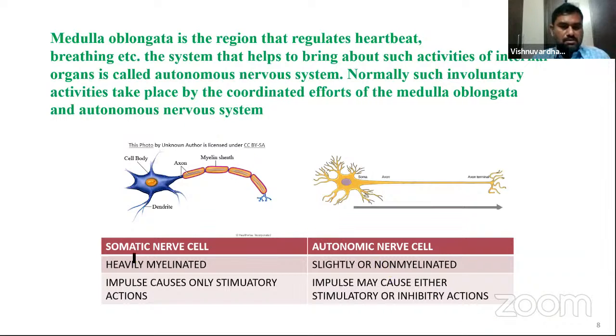Here these are the differences between somatic nerve cell and autonomic nerve cell. You can observe that there is no myelin sheath in autonomic nerve cell. So these somatic nerve cells are heavily myelinated, whereas autonomic nerve cells are slightly or non-myelinated. And somatic nerve impulse causes only stimulatory actions, but autonomic nerve cells cause either stimulatory or inhibitory actions. It can activate or stop the actions.